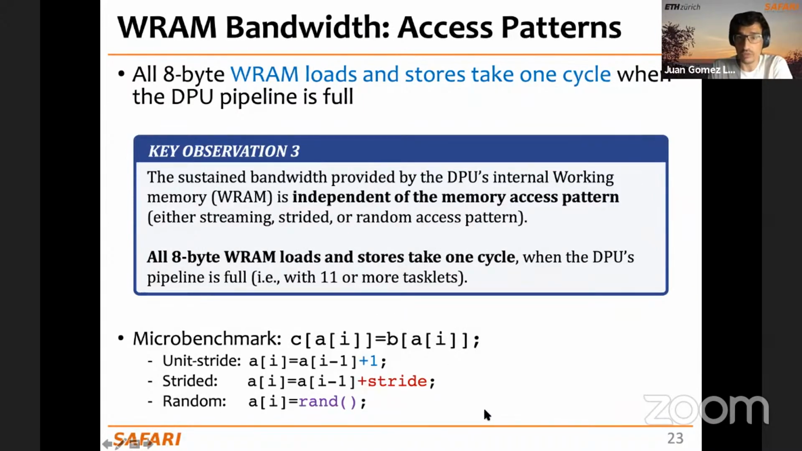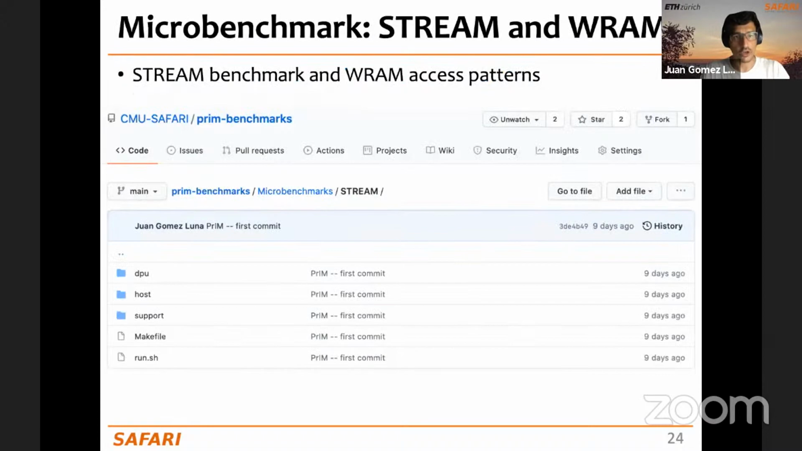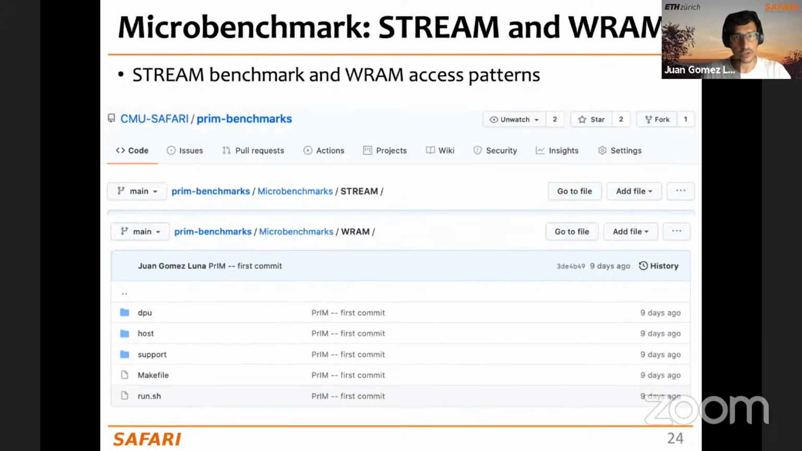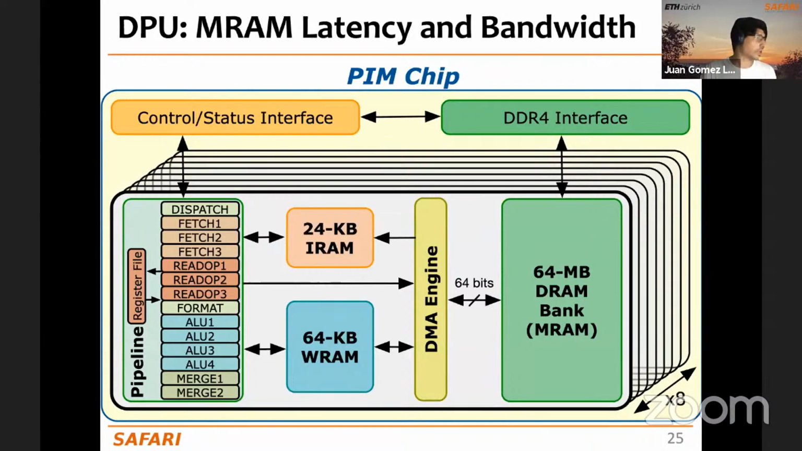So by using this micro benchmark, we confirm that the access to WRAM is independent of the memory access pattern, and also the second part of the observation is that all 8-byte WRAM loads and stores take 1 cycle when the pipeline is full. And this makes perfect sense, right? Because these WRAM loads and stores are executed in the pipeline. And as you know, all individual instructions from the ISA executed in the pipeline take 1 cycle when the pipeline is full. Okay, and here you have our micro benchmarks that you can find in the repository. So now let's take a look at the MRAM latency and bandwidth.